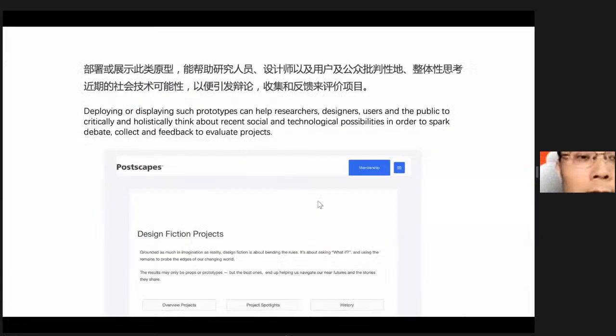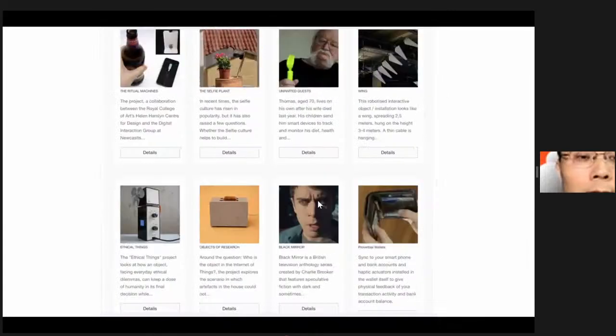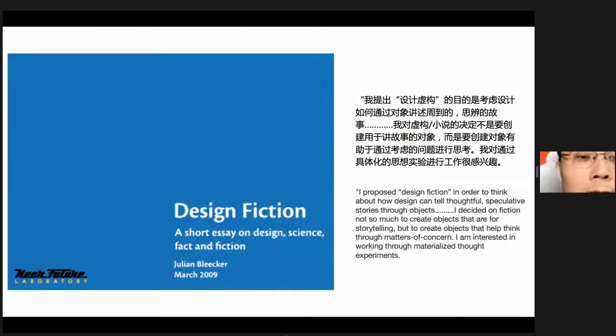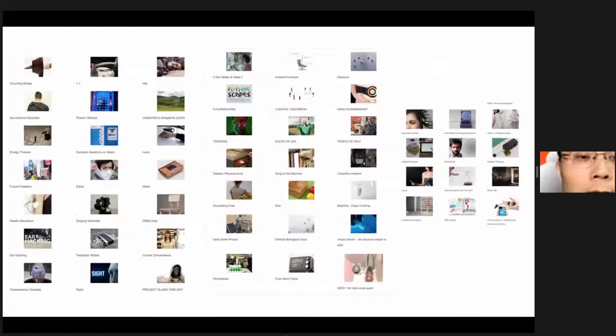There are many resources about design fictions. And this is an Internet of Things company. We saw the catalog of the first company, and there are many cases. Design fiction is a storytelling process. With storytelling, we can describe our needs and our vision for the future. There are many case studies.